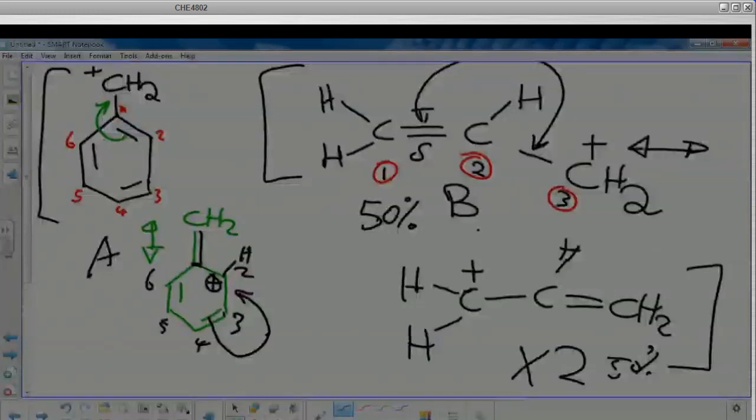A. So do you see that the more the resonance structures, the more stable is the species? Full stop. Capital letters. So between A and B, which one is more stable? A. Why? There are more resonance structures. The more the resonance structures, the more stable is the species. Did you know that? No. You know it now.